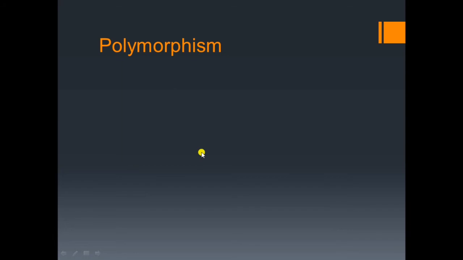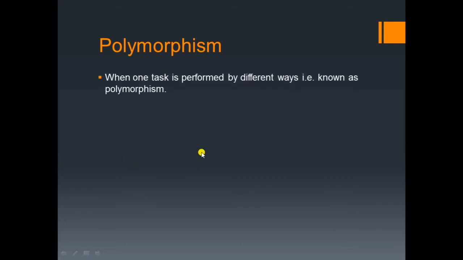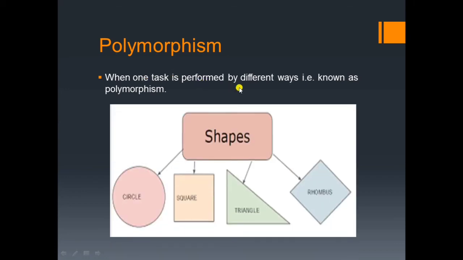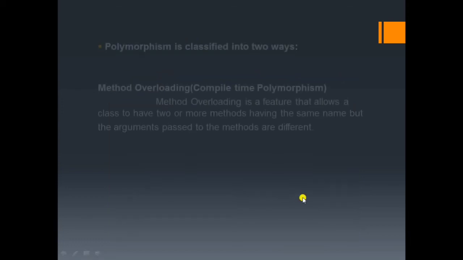The next concept is polymorphism. Polymorphism means when one task is performed in different ways, that is known as polymorphism. Consider this example, shape. This one task is performed in different ways like circle, square, triangle, rhombus. So one task performed in different ways is known as polymorphism.